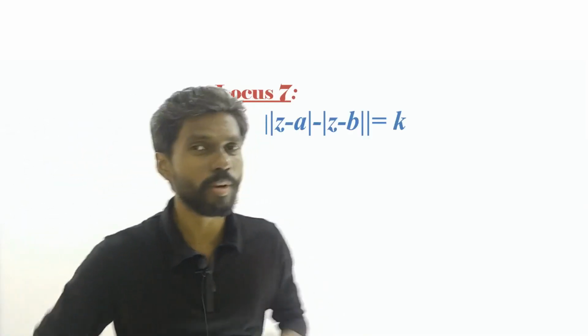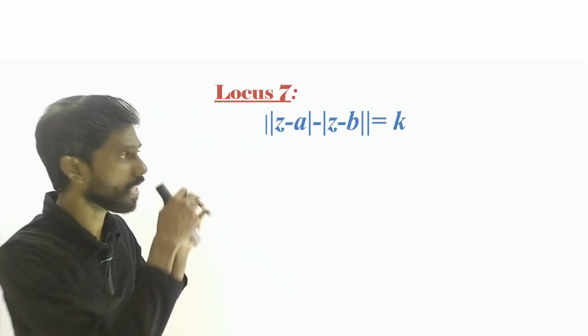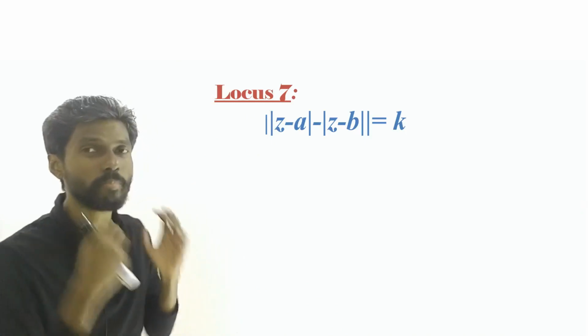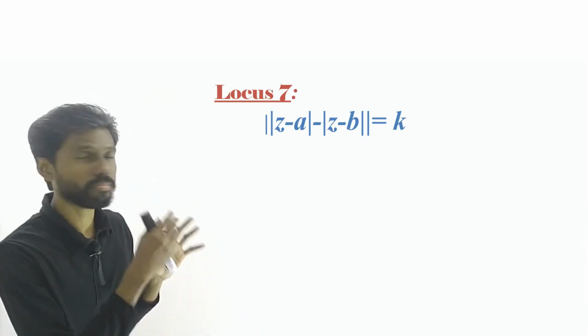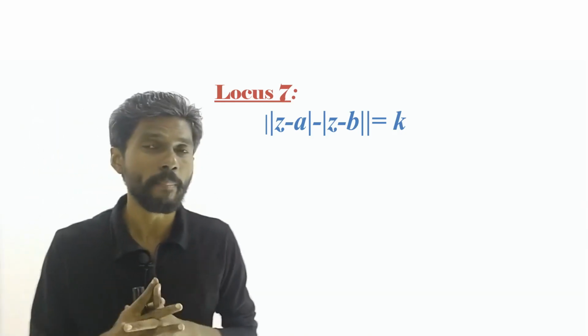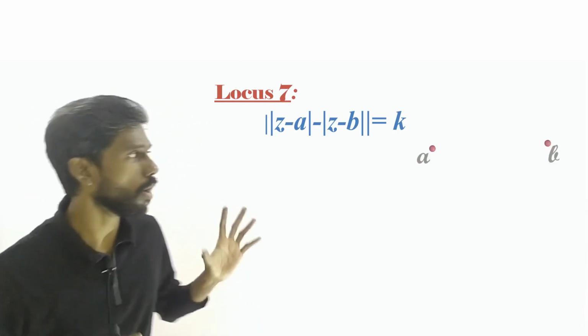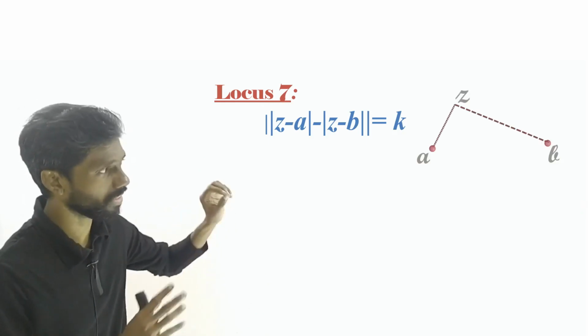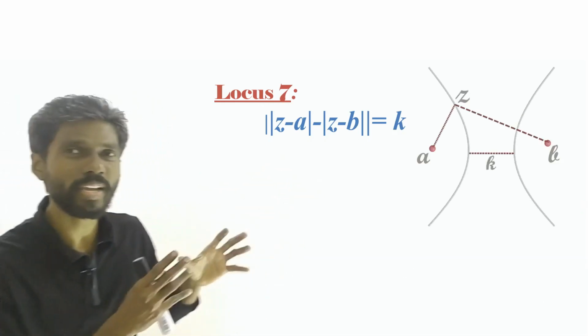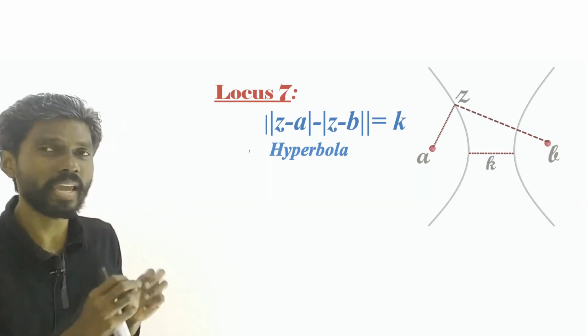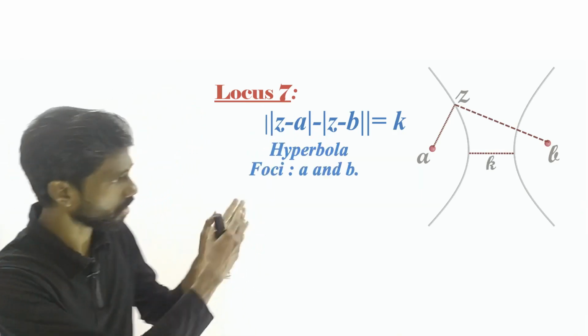Similar to the ellipse, we have one more equation. Here it is mod z minus a minus mod z minus b equal to k, the positive difference. If the difference is constant, that forms a curve called a hyperbola. The curve looks like this, where a and b are called foci, just like the ellipse, and k is called the length of the major axis.